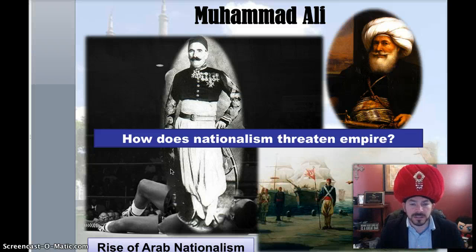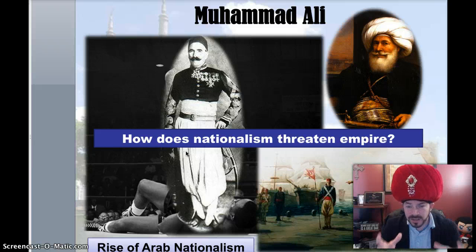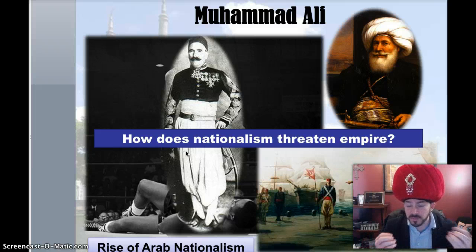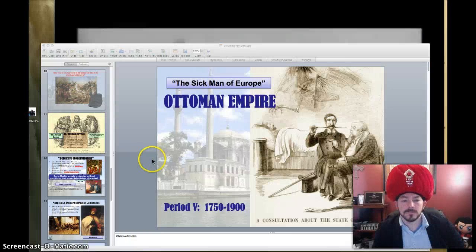And we'll talk more about this later, but he does bring up the question of nationalism because he is definitely pushing this sense of Arab nationalism and even to a certain extent Egyptian nationalism. So how does nationalism threaten empire? This is something we need to consider, especially going in from period 4 to 5 and then 5 into 6, this new concept, this European concept of the nation state and its impact on empire.